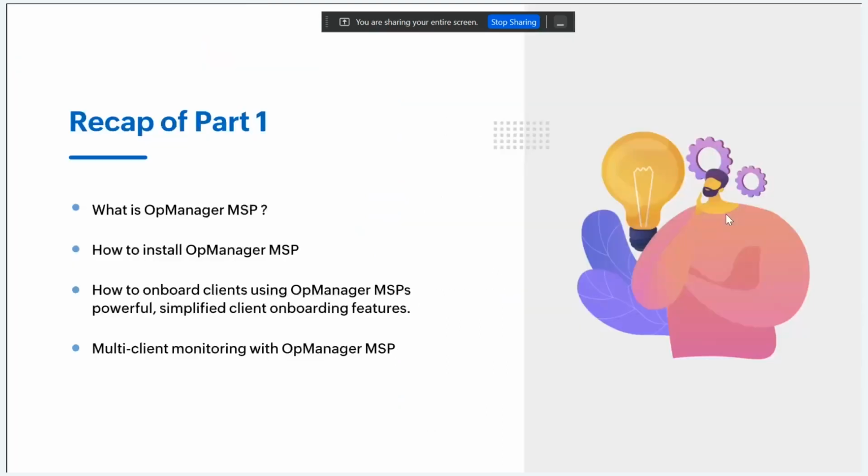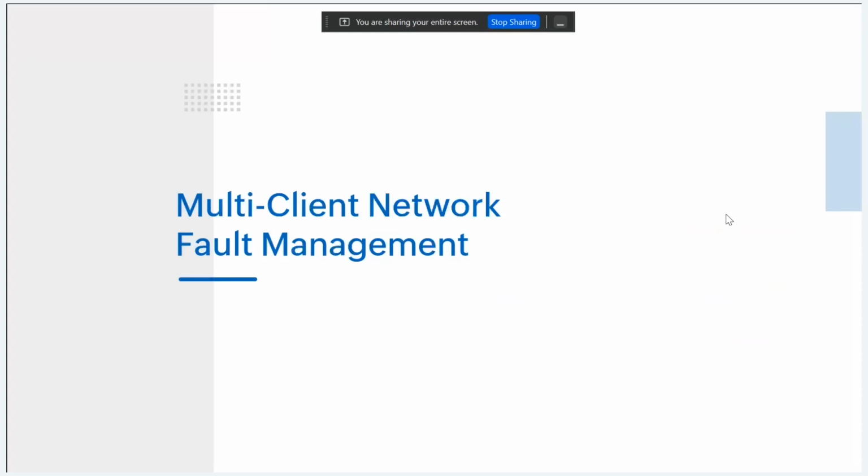So starting with the recap of part 1, we discussed what is OpManager MSP. Followed by that, we learned the steps to install OpManager MSP Central and Probe servers. Then we discussed how to onboard clients using OpManager MSP's client onboarding features. Followed by that, we discussed multi-client monitoring, various monitors such as performance monitor, file, folder monitor, script monitor, and much more. So with that out of the way, let's jump into today's session, and that is multi-client network and fault management.